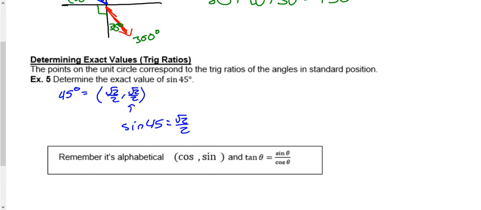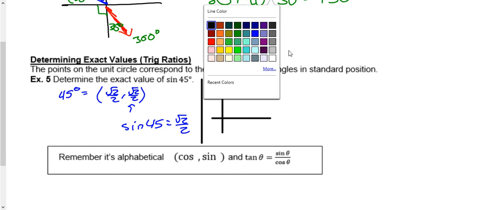Another way to do this exact same question is to draw it out. And so I'm just going to split my screen there, and I'm just going to draw out a picture. So if I had this coordinate, root 2 over 2, root 2 over 2, that's in quadrant 1. So let's sketch out something in quadrant 1 here. Let's use a different color.